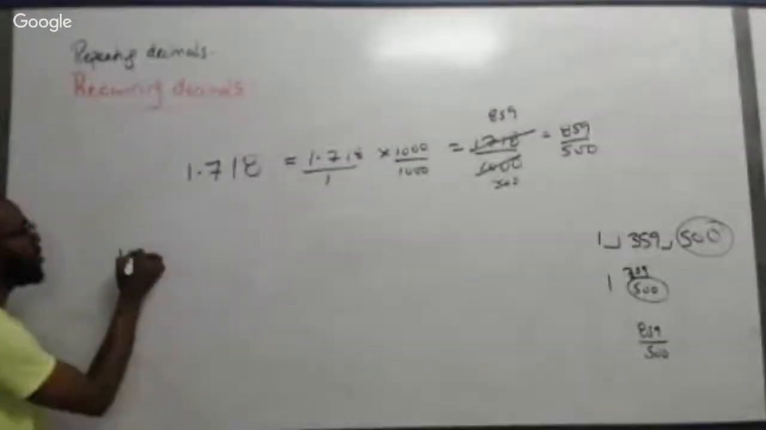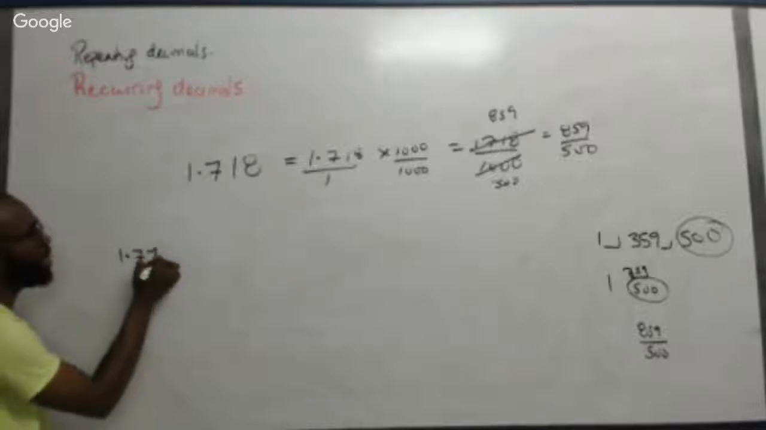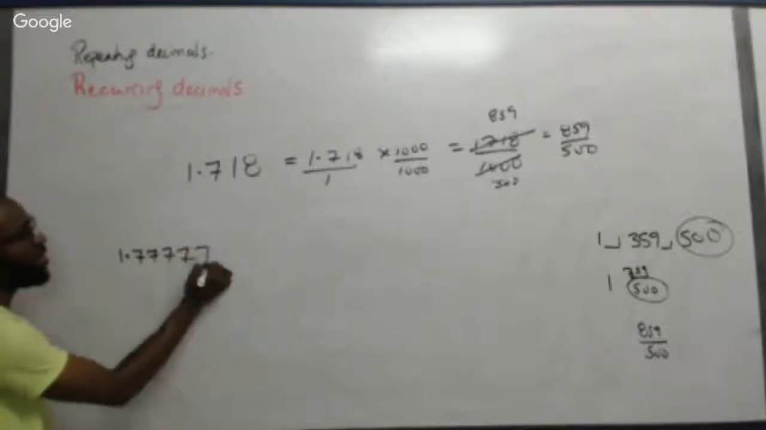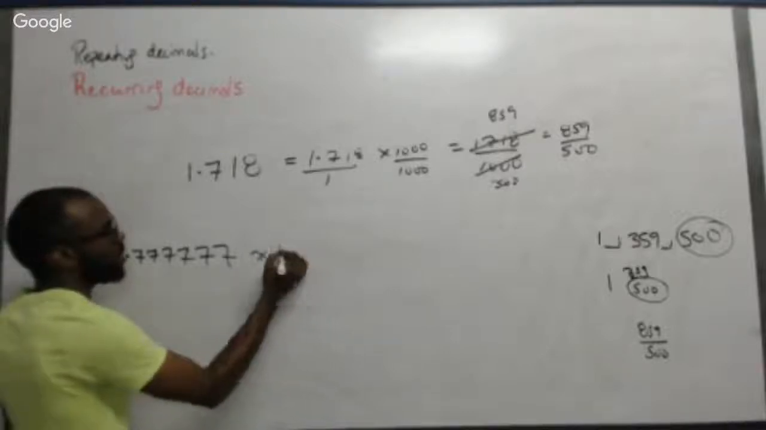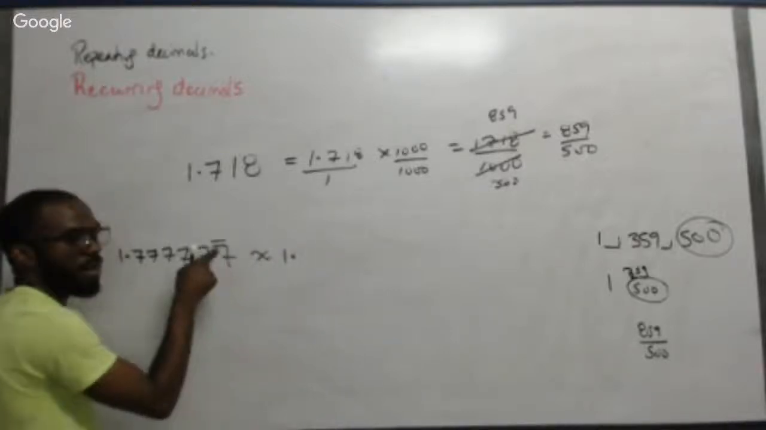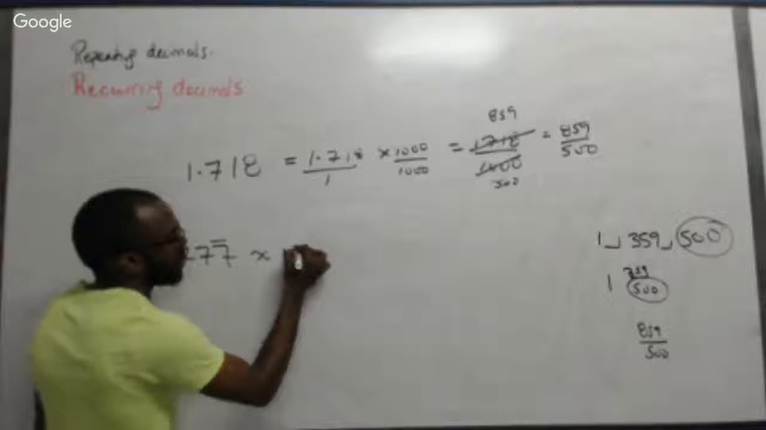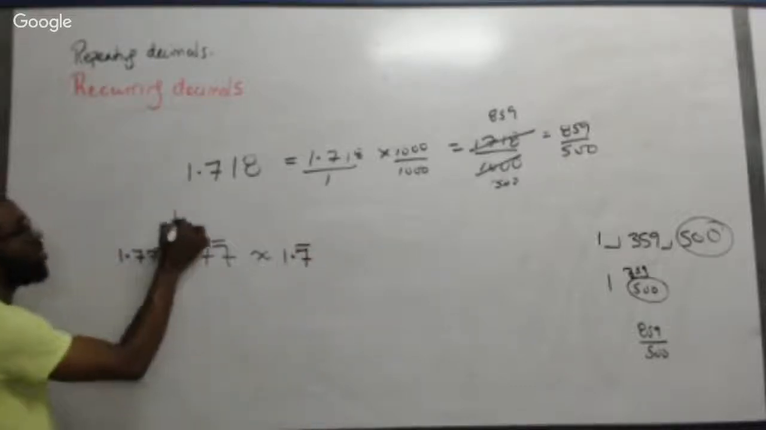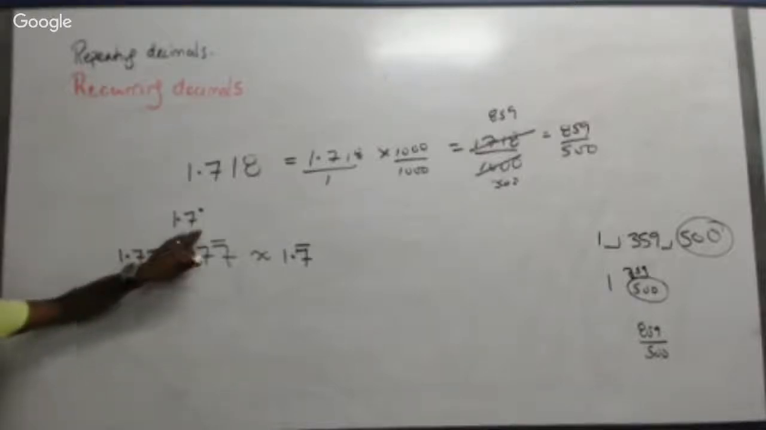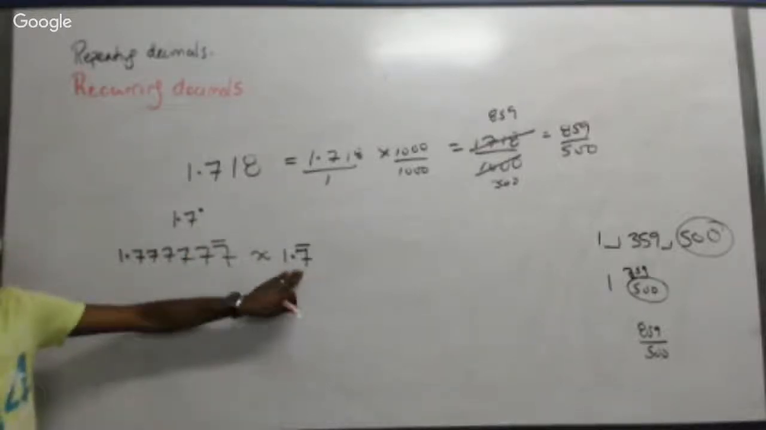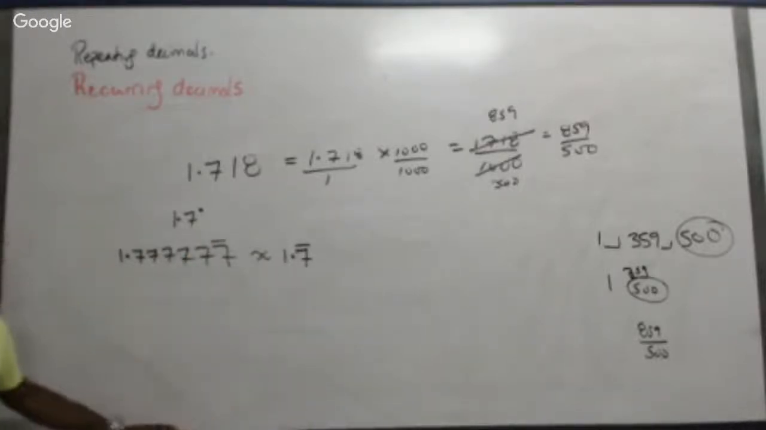But I am talking about situations where I get 1.777 and just keep repeating, right? How we represent that is we use a bar, or we can use a dot, like 1.7 dot, right? Any which way you want it, it means repeating 7. So 1.7 means 7 repeats just like that, right? With the bar over 7.